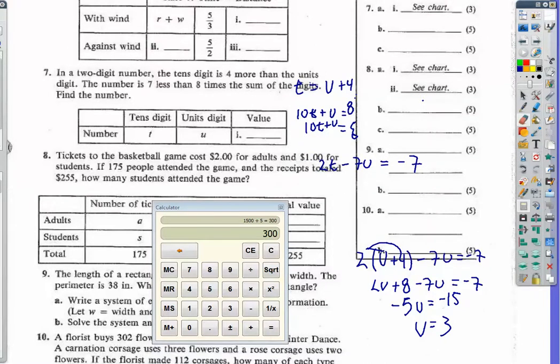So we know that for b, we have the two equations, which I just conveniently erased, I'm sorry. And so we know that the units digit is a 3. So then I know that t is equal to 3 plus 4, so it's 73. All right, question 8.